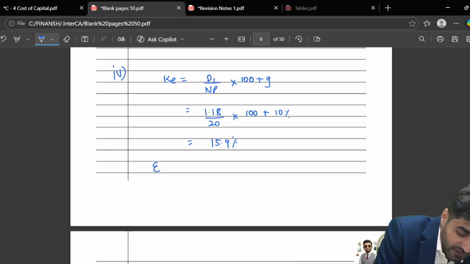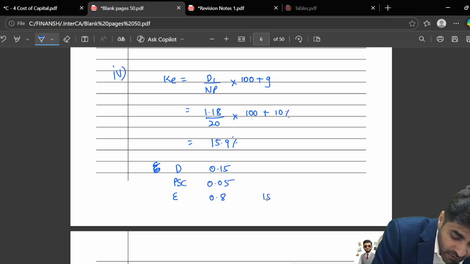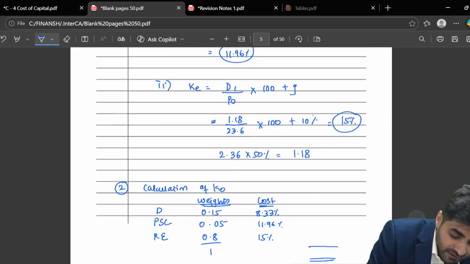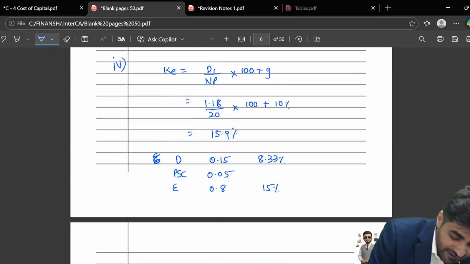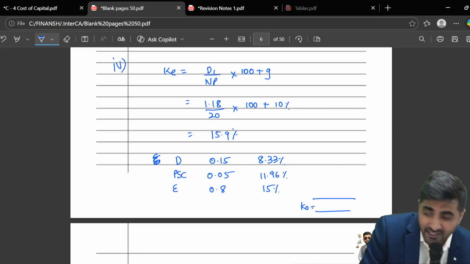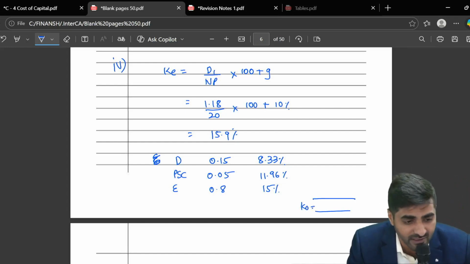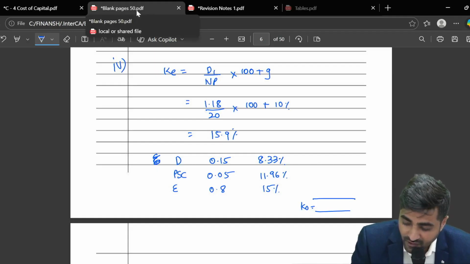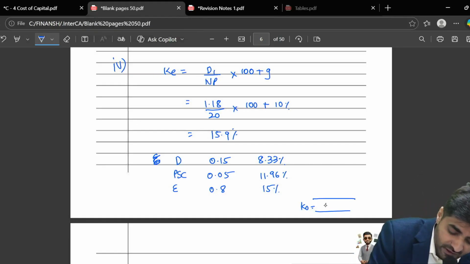Now, what is going to be the KO? I will have first debt, preference shares, equity. Do I have the weights available? Yes, sir. 0.15, 0.05 and 0.8. And I have now KE as 15.9%. What was my KD? 8.33%, if I'm not wrong. They had given the preference share cost as 11.96. Now I will get my new KO. So if you want to raise anything above 14,750, then this is how we can raise it. Can you give me the answer now? 0.15 into 8.33, 0.05 into 11.96 and 0.8 into 15.